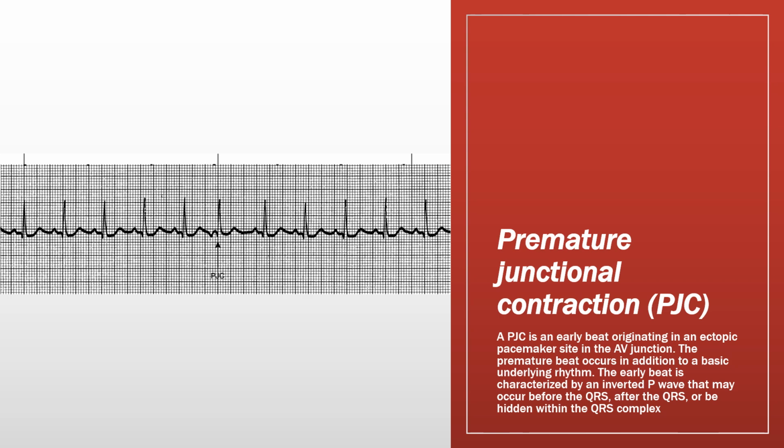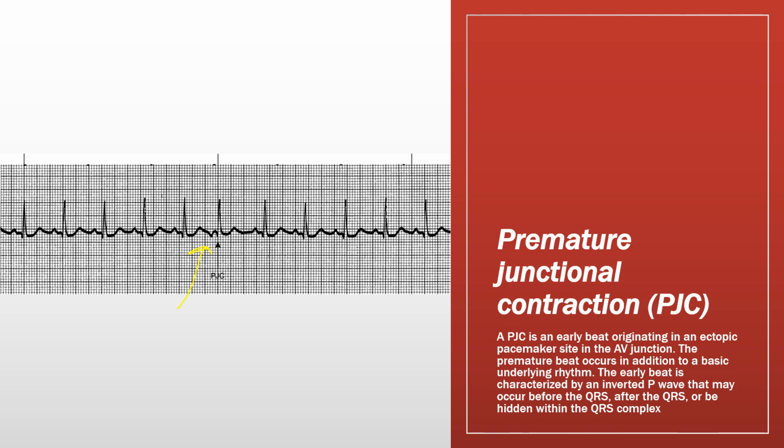So here you just see we have an inverted P wave. It's just an early beat that came, and we have an inverted P wave before, after, or hidden in the QRS. I don't want you to get hung up on the PJCs. They're not really common. Sometimes you just see one, sometimes you can see two, which is a bigeminal pattern, or if it's every third beat, it's trigeminal. Okay, and it can go on from there.